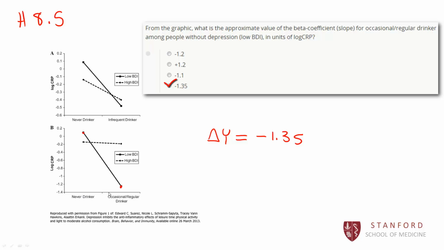X goes from never drinker to occasional drinker. Remember, this is coded as a 0, 1 variable, so the change in x is just going to be 1. So our slope is negative 1.35. It's just the difference in the means between the reference group, the never drinker group, and the occasional regular drinker group.